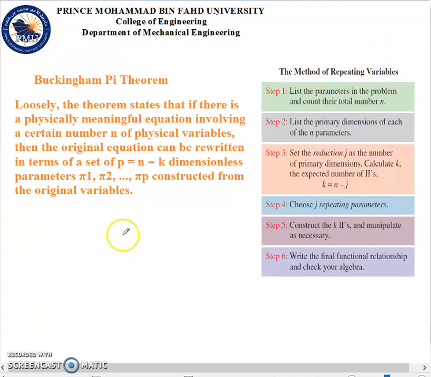Let's assume a cylinder of diameter d in a flow with velocity v of a fluid with density ρ and viscosity μ. This cylinder is seeing a force F, and this will be our physical equation.